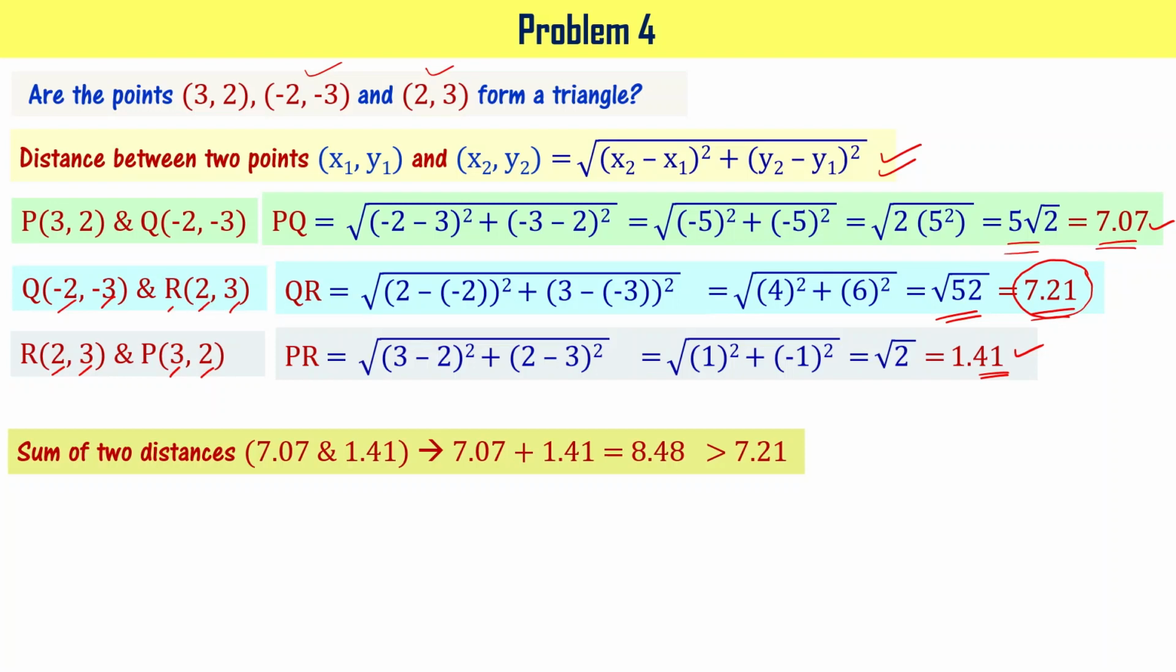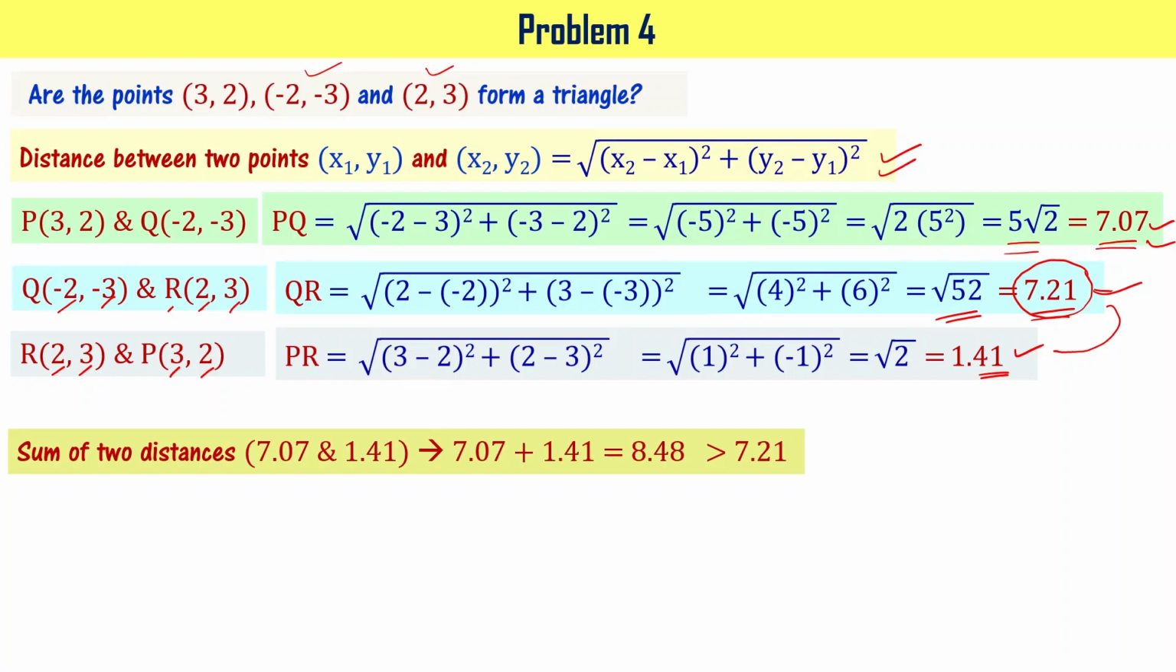For example, if you take these two, then it is going to be 14 point something. So, it's much bigger than 1.41. If you take these two, that is much bigger than 7.07. So in all three cases, we are not getting an equality relation, right?